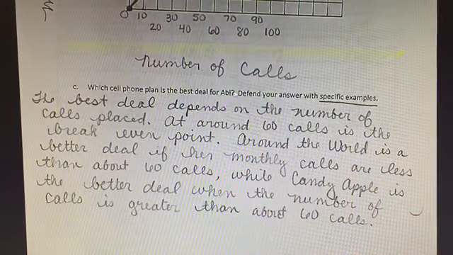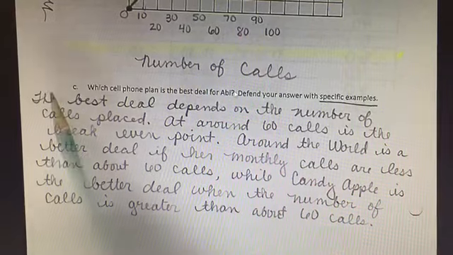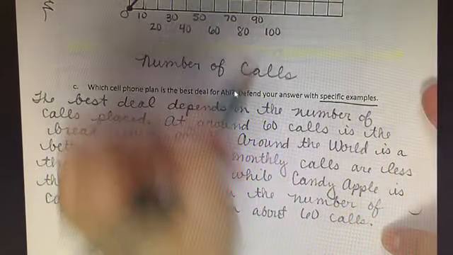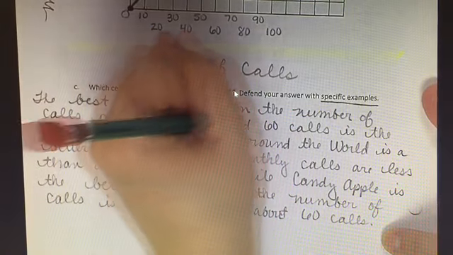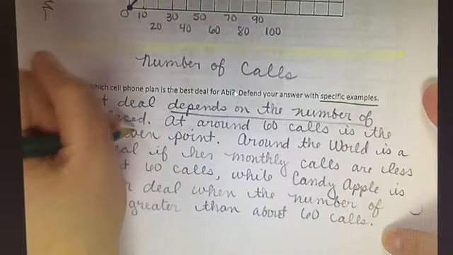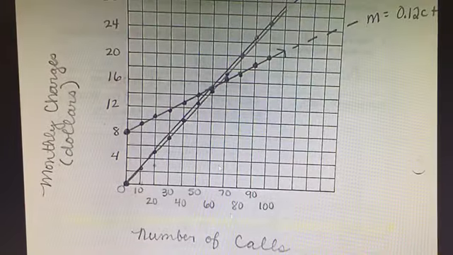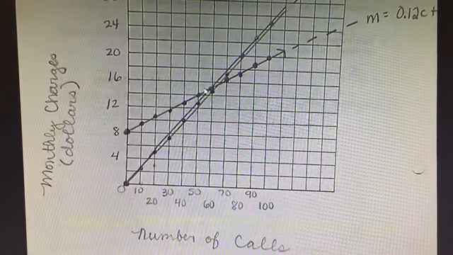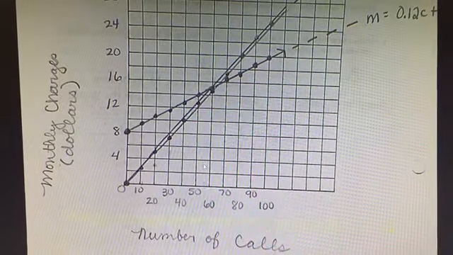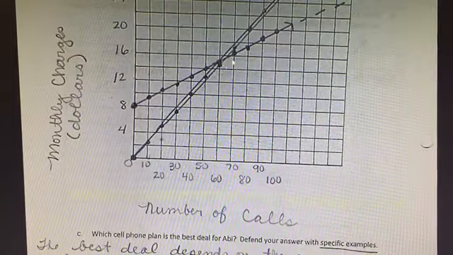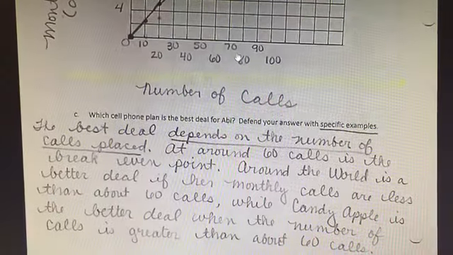So the best deal. Okay, so let's break down this explanation so you guys can see what the whole picture looks like. The best deal depends on the number of phone calls placed. So that's what we determine by looking at the graph. When we have our graph and they meet up, we know that at some point, if you make fewer calls, one plan is better. If you make more calls, a different plan would be better, okay?